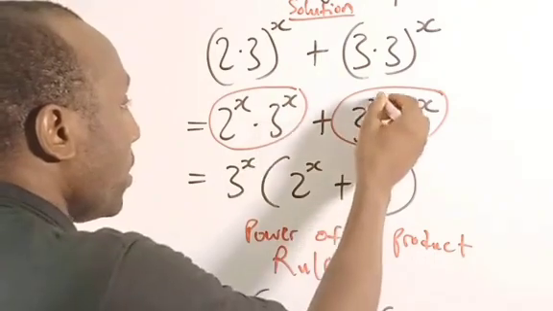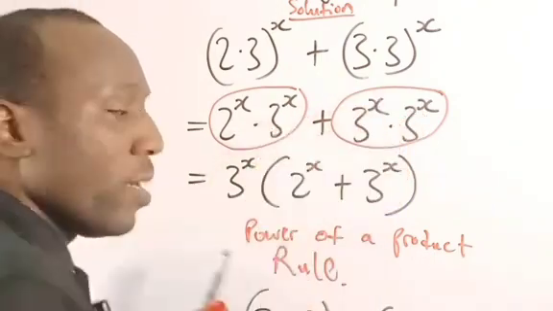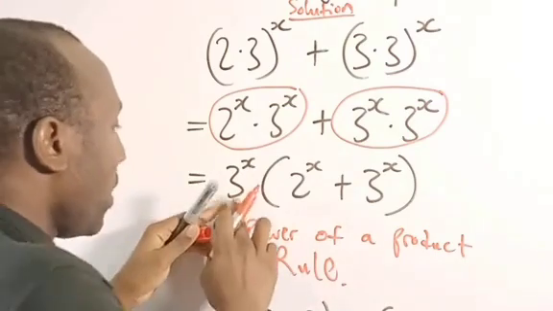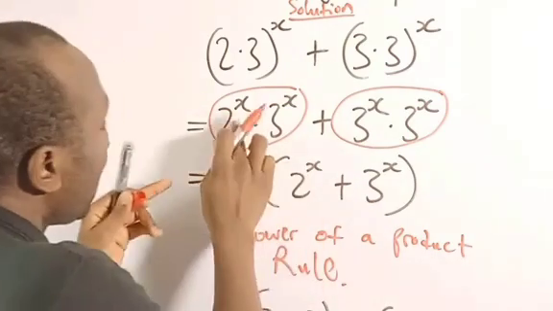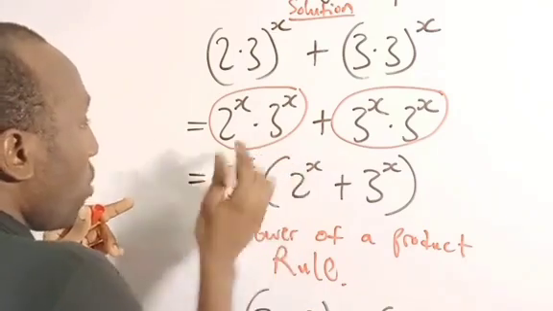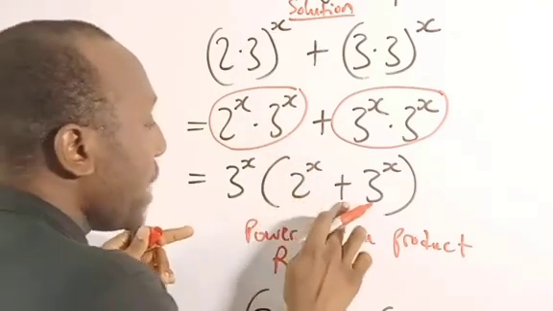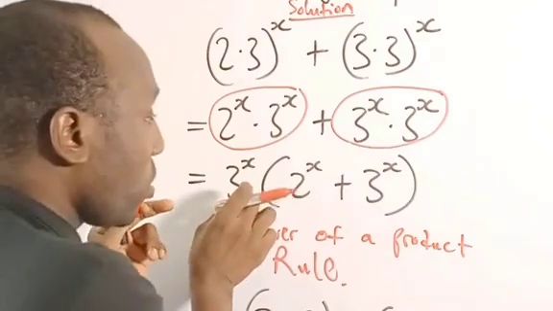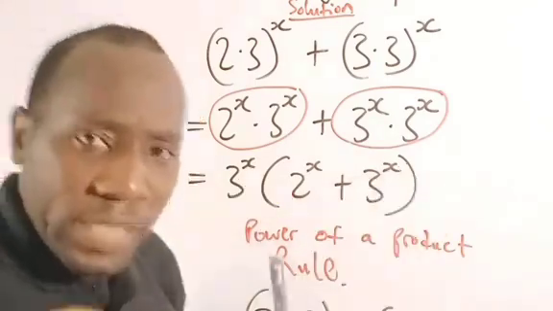3 raised by x. This one here and this. So we can factor it out. Now giving you what? 3 raised by x bracket. If you divide this by 3 raised by x, you are going to have 2 raised by x, which is this. Then plus divide this by this. You are going to get what? 3 raised by x. Simple as that.